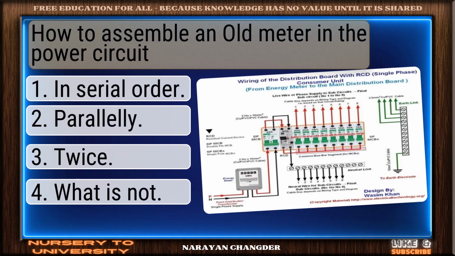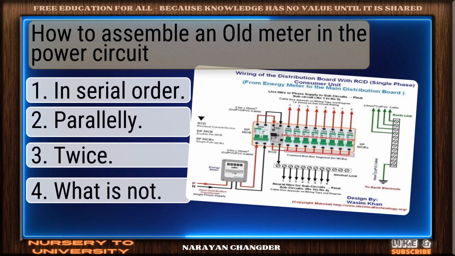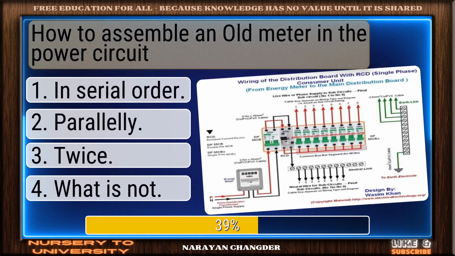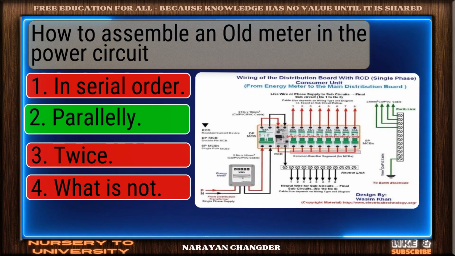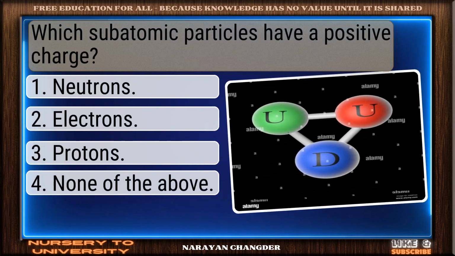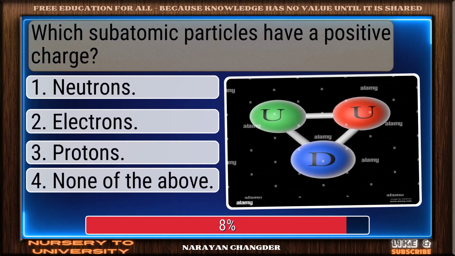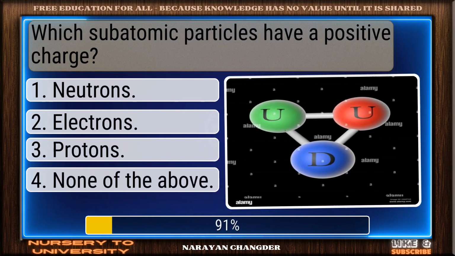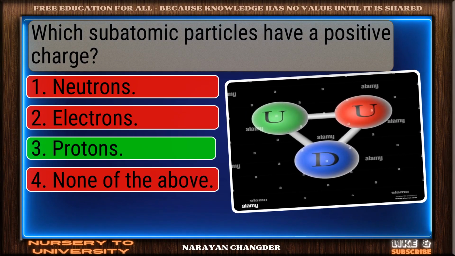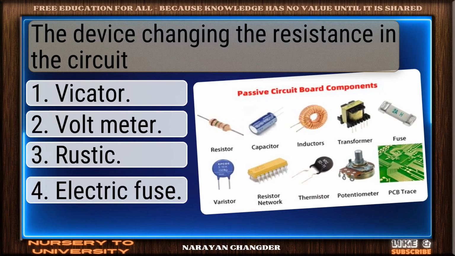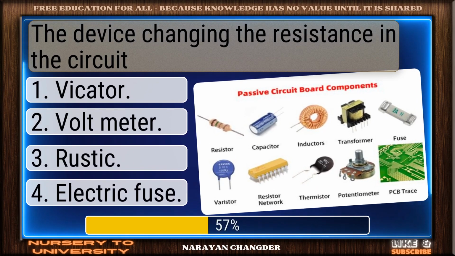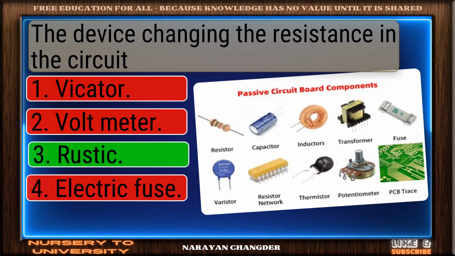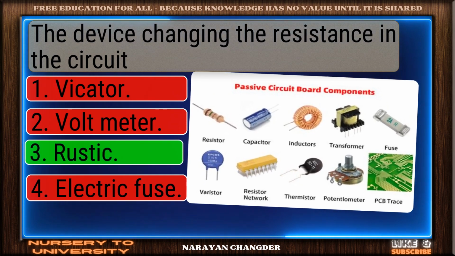How to assemble an electric meter in the power circuit? Exactly. Parallelly makes sense. Which subatomic particles have a positive charge? Correct. Protons is spot on. The device changing the resistance in the circuit. Well picked. Rheostat is correct.